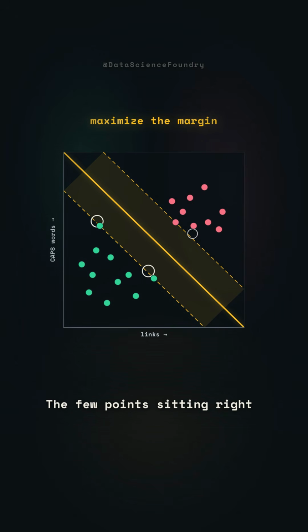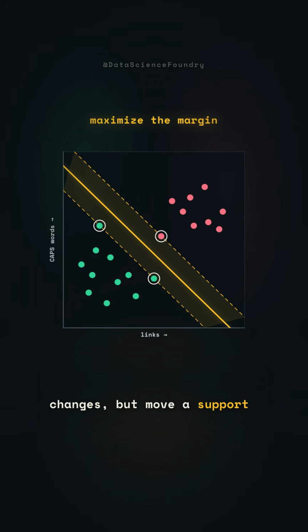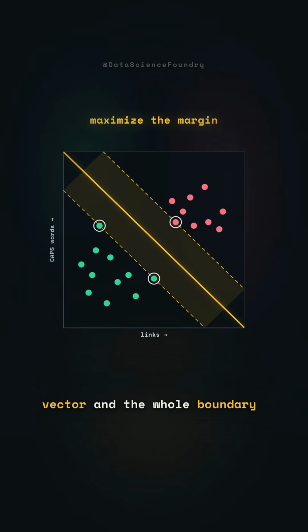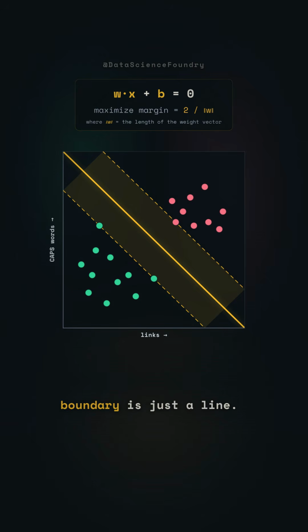The few points sitting right on the edge of that margin are the support vectors, and remarkably, they alone define the boundary. Move a point that's far from the boundary and nothing changes, but move a support vector and the whole boundary shifts. On screen, that boundary is just a line, w times x plus b equals 0, positioned to make the margin as wide as possible.